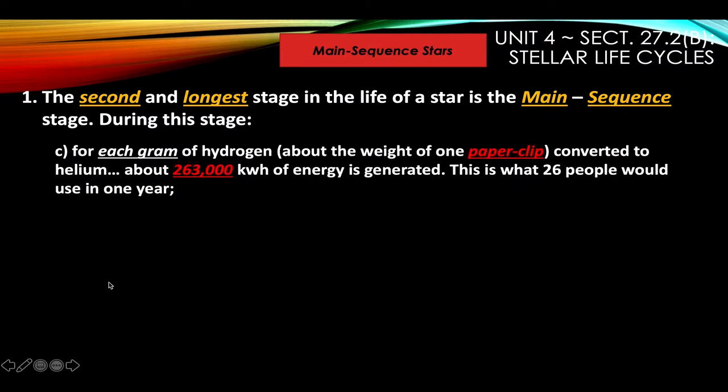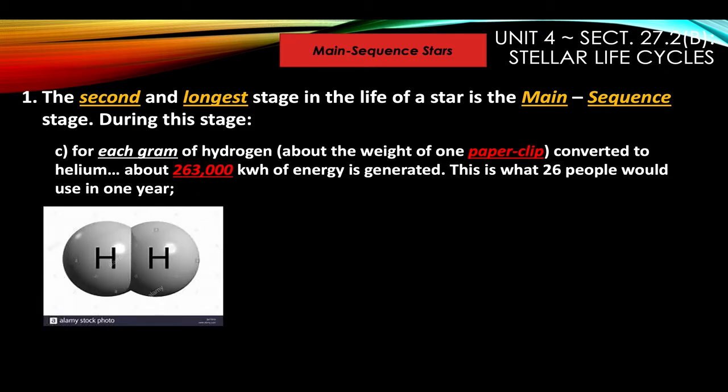For each gram, that's about the weight of 1 paperclip. So if you have 1 paperclip in your hand, that energy release, the mega electron volts we're talking about, is about 263,000 kilowatt hours of energy. That's what 26 people, typically almost a full classroom, would use in their life in 1 year. So that's just from 1 paperclip. So you can see why science is trying to do fusion to mimic the star, because of the huge amount of energy released for very little matter.